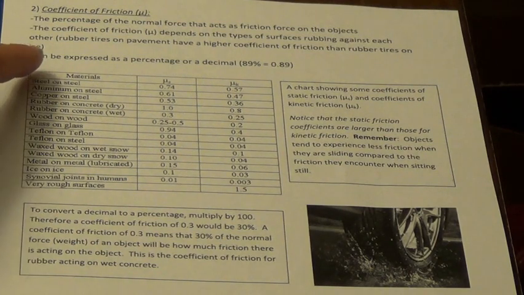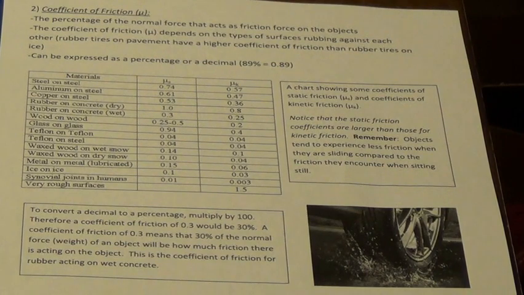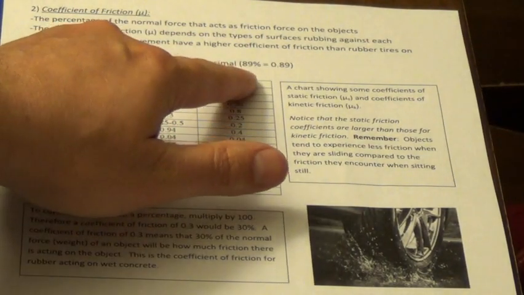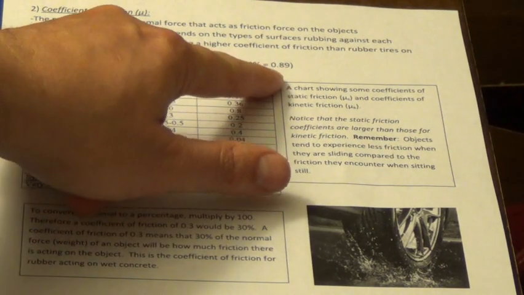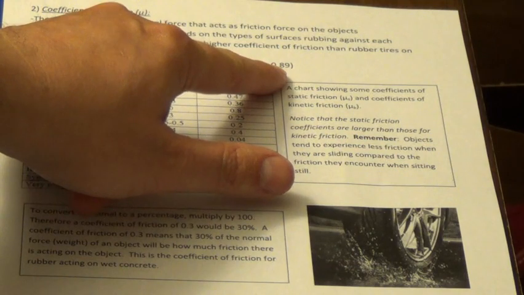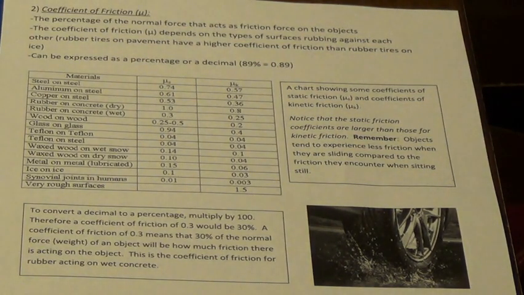We usually express the coefficient of friction as a percentage or a decimal. These two numbers are equivalent: 89%, if you were to write that as a decimal, would be 0.89. Usually you will encounter the coefficient of friction given as this decimal, but you can always multiply by 100 in order to think about what percentage that would be.